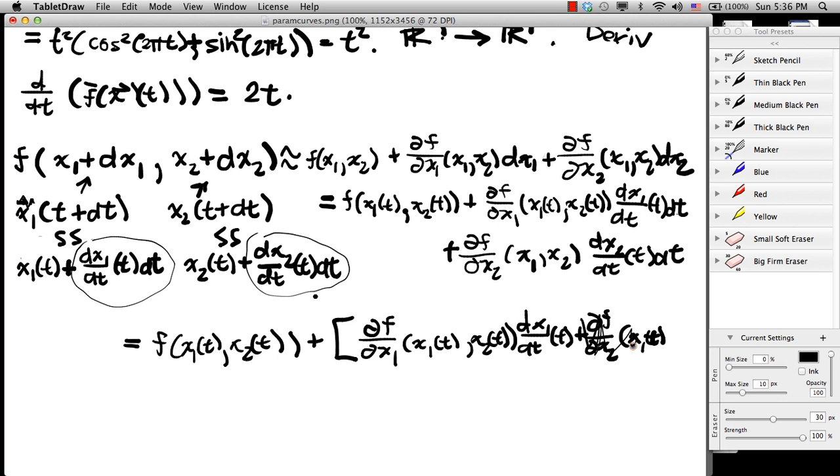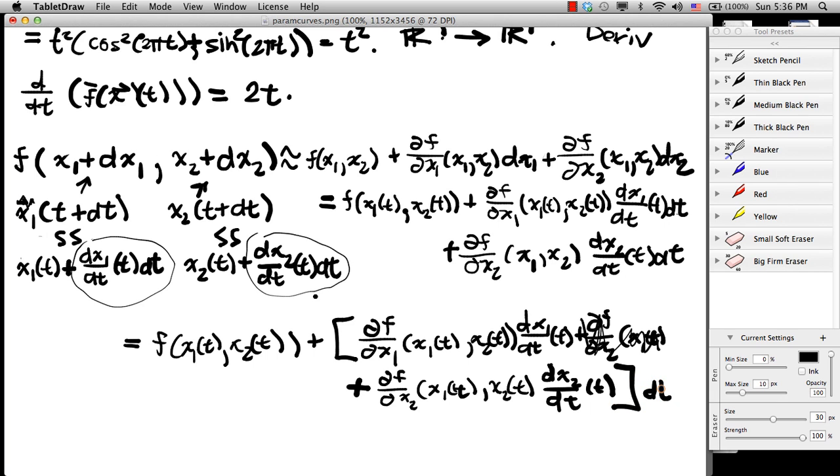I'm going to run out of room here, so I'll write it on the second line. So df dx2 of x1 of t, x2 of t, not a partial. Don't write it curly when it's supposed to be normal, when it's supposed to be Roman instead of Greek. And then I have a dt term here that I draw out.